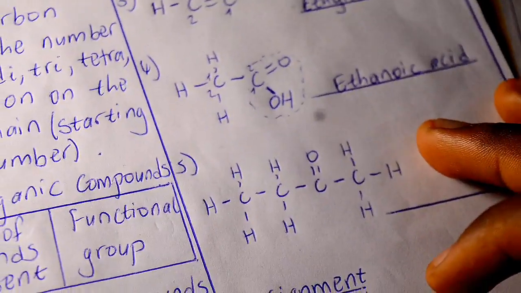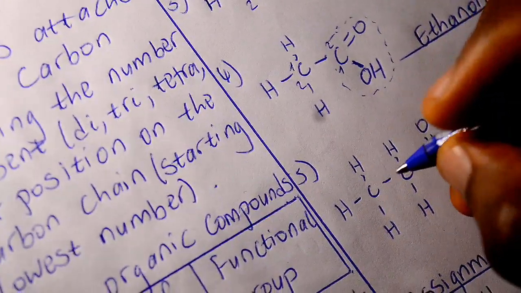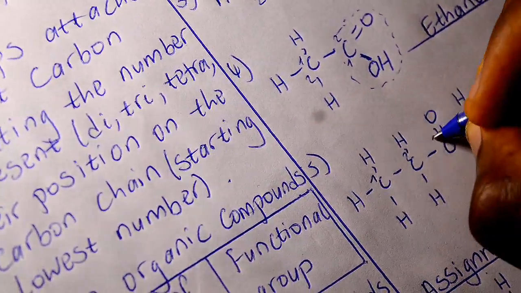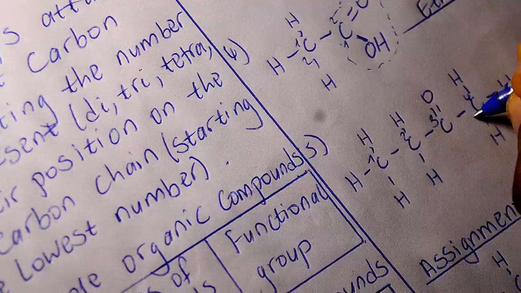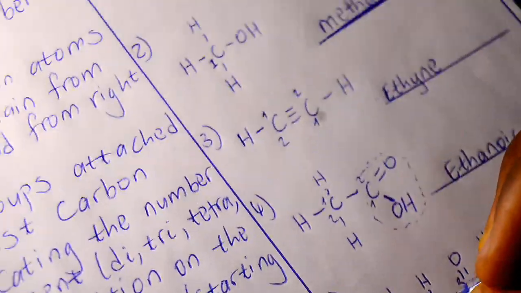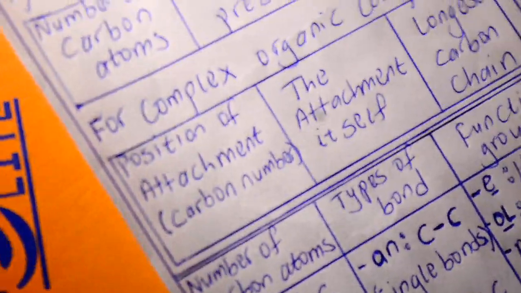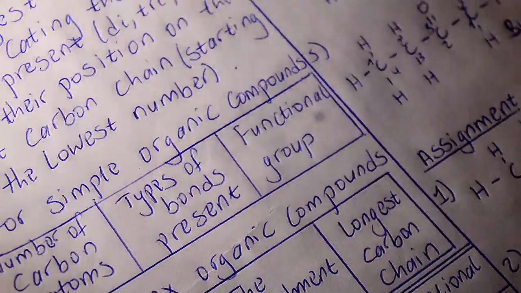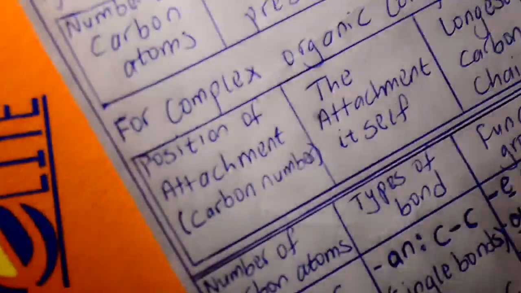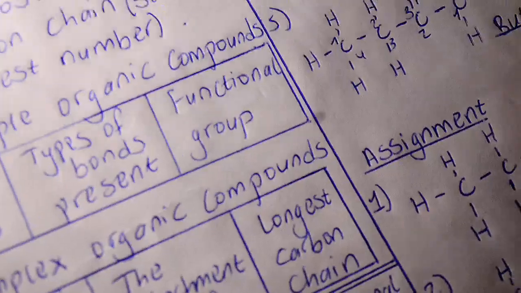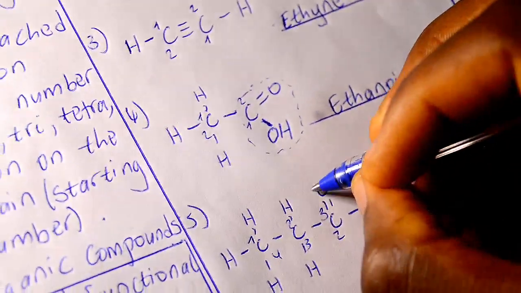And for the last compound, number the carbon atoms, 1 2 3 4 from left to right and from right to left. And it has 4 carbons, so your name will start with but. And it has single carbon to carbon bonds, so it must have an AN. And it has the ketone functional group, so it must have ONE.